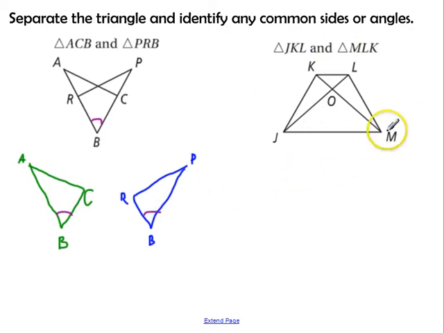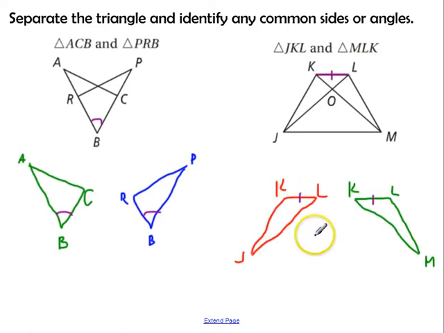Now I want you to go ahead and try this example. Separate the triangles, identify any common sides or angles, and then check back with me when you're finished. So hopefully you separated out the two triangles, triangle JKL, and then triangle MLK. And then when you pull those two triangles out, you'll see that segment KL appears in both triangles. So that segment is going to be congruent to itself using the reflexive property.